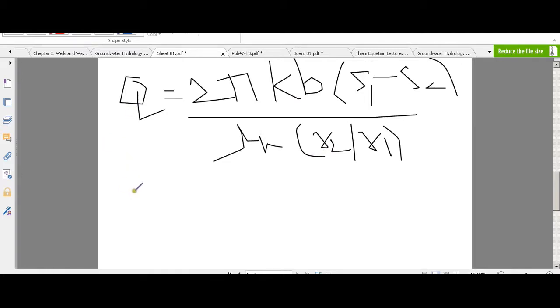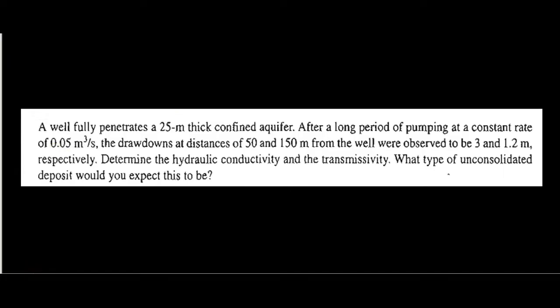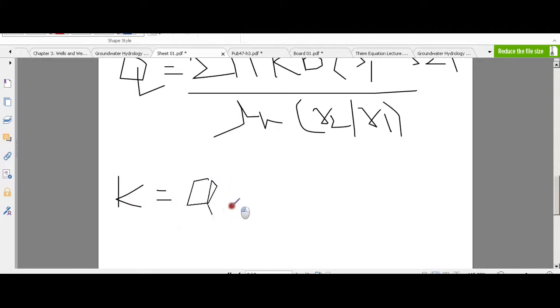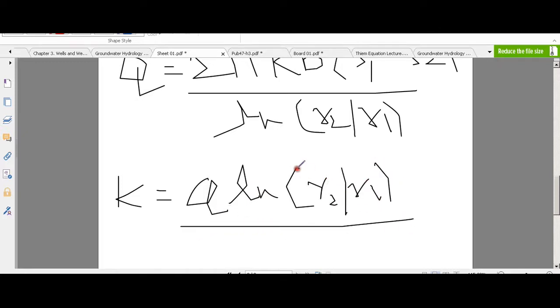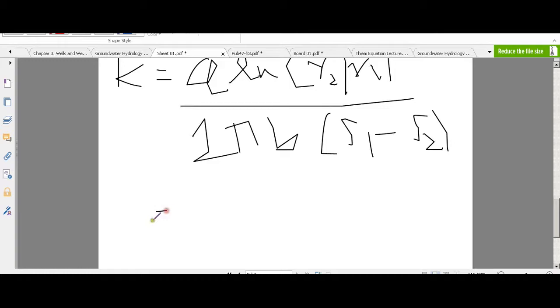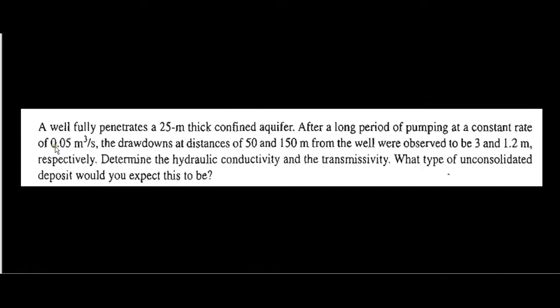Now you can make K the subject, because that is what you need to evaluate. The units given for Q are 0.05 meter cube per second. So K equals Q times ln of R2 over R1, divided by 2 pi B times S1 minus S2. What is Q now? Be very careful about the units: 0.05 meter cube per second.